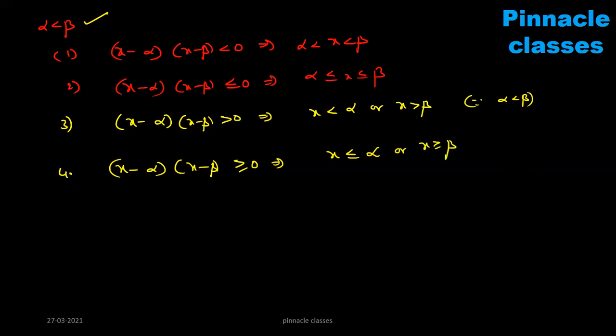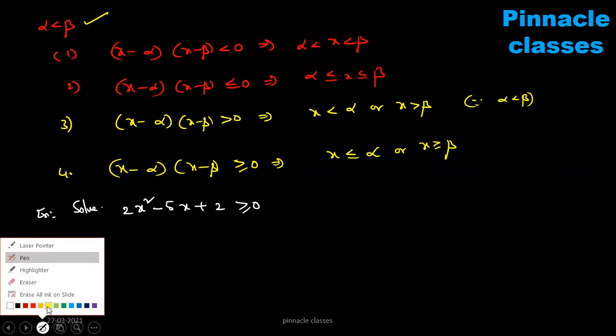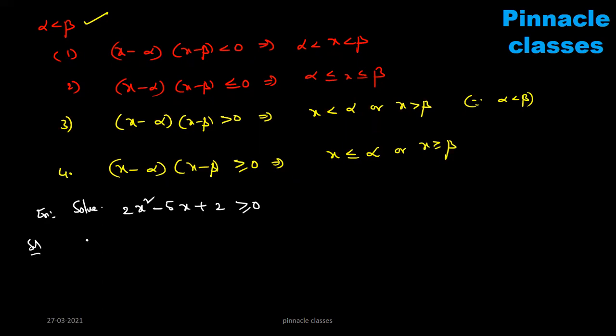Now I'm giving one example. First I'm going to discuss easy level questions, very easy, basics. Solve 2x square minus 5x plus 2 greater than or equal to 0. Listen carefully. What is the first step? First of all, you should factorize. Minus 5x means minus 4x minus x plus 2. That means 2x(x minus 2) minus 1(x minus 2), that means (2x minus 1)(x minus 2).